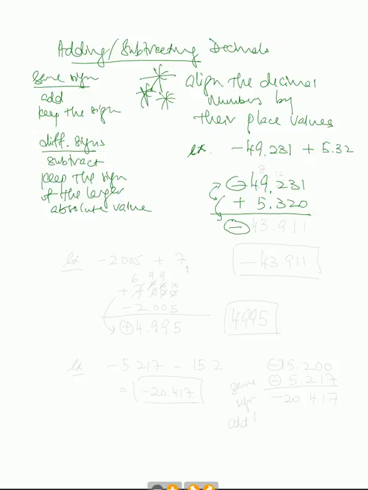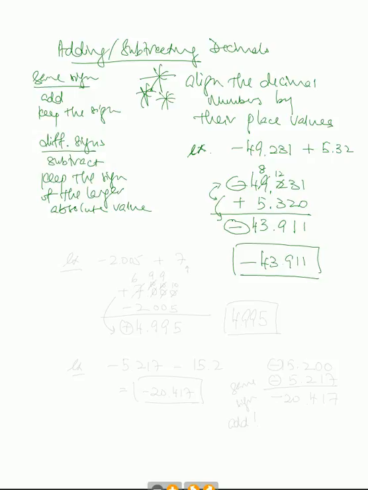So 1 minus 0 is 1, 3 minus 2 is 1. Now 3 cannot be subtracted from 2, so I'm going to borrow. So that's an 8, making this a 12. So 3 from 12 is now 9. 5 from 8, that's 3, and that's 4. So my final answer to this question is negative 43.911. The big difference between integers and decimals is you must line them up by their place value.